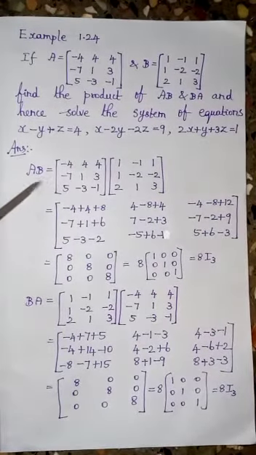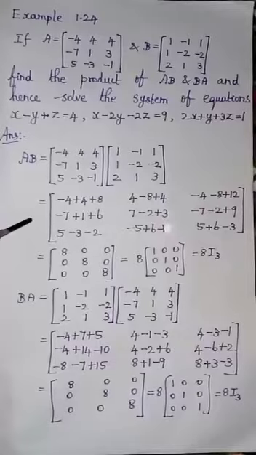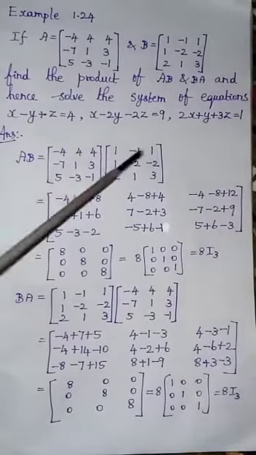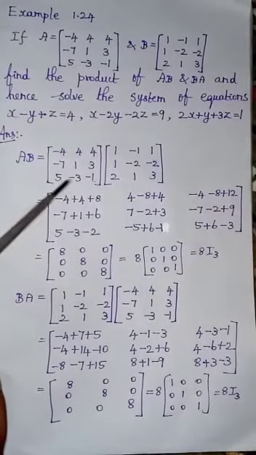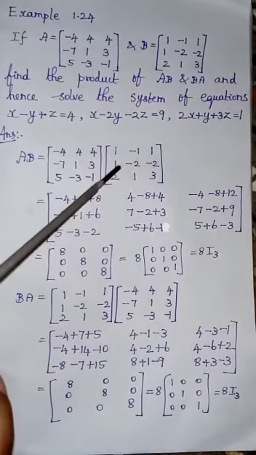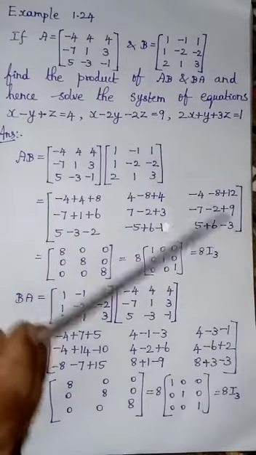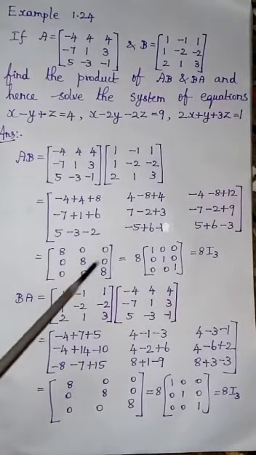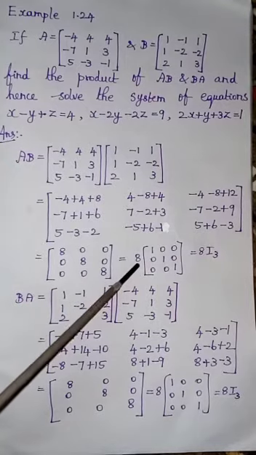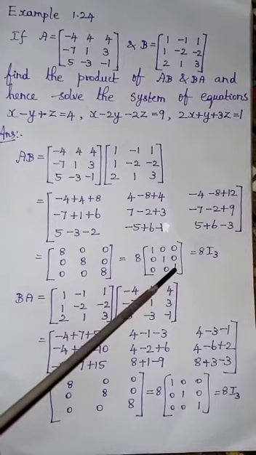So first find AB. AB is equal to [-4 4 4; -7 1 3; 5 -3 -1] times the B matrix [1 -1 1; 1 -2 -2; 2 1 3]. So using matrix multiplication we get 8 0 0, 0 8 0, 0 0 8. So 8 common, we get 8 into the unit matrix 1 0 0, 0 1 0, 0 0 1, so 8 into I3.